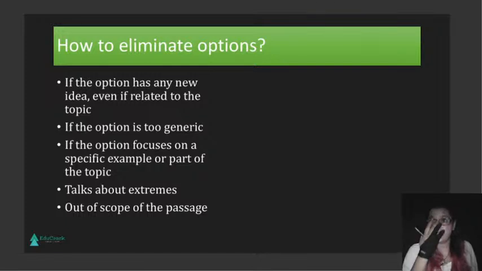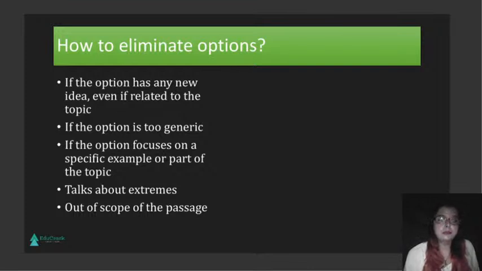Anyway, I don't see that happening right now. I'll just try to tell you what exactly is there. So how to eliminate options. Till now we have understood which of the options will be the correct answer, right? Let us look at what are the salient features of the options which need to be eliminated.